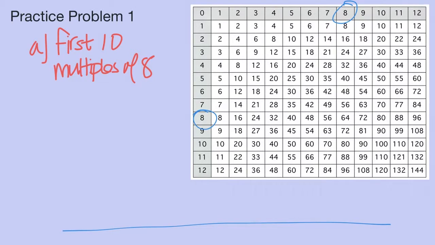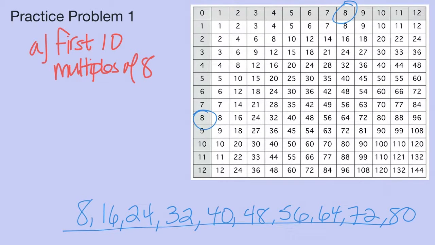All right, welcome back. What you'll see that I've included now are these first 10 multiples of 8, 8 being the first one because 8 times 1 is 8, and 80 being the 10th because 8 times 10 is 80. And what you'll find is that those first 10 multiples are right here, and those first 10 multiples are right here.